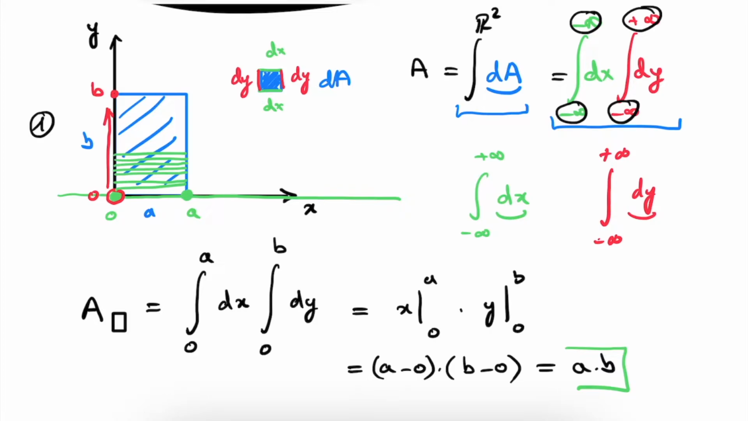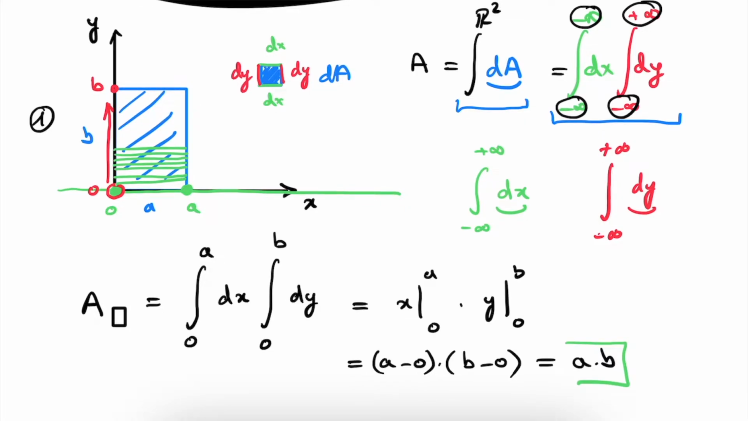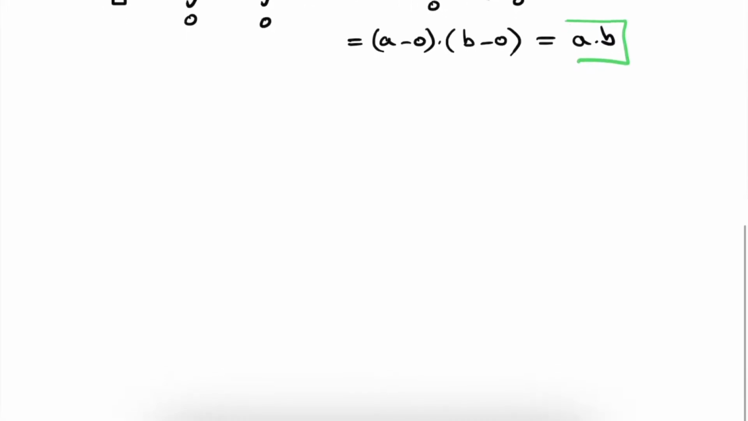And of course we already knew the surface of this rectangle, because the surface of a rectangle is simply the multiplication of the length of its two sides. However, now we obtained this result by using a surface integral. And in the same systematic way, we can now also calculate other surfaces.